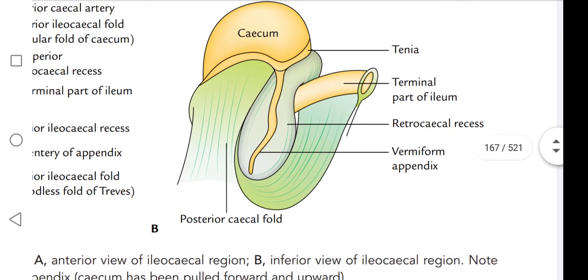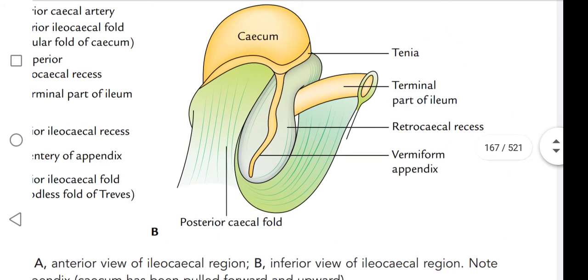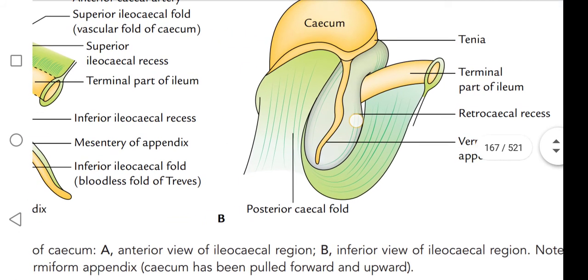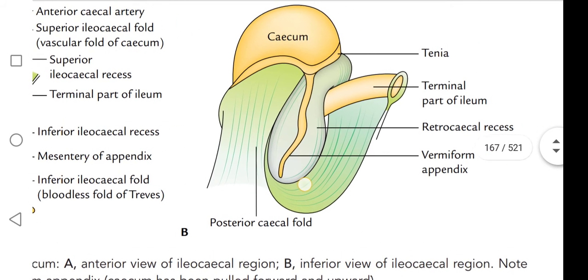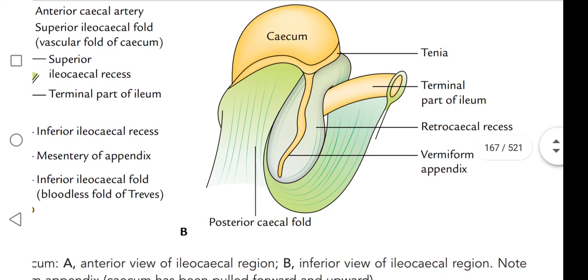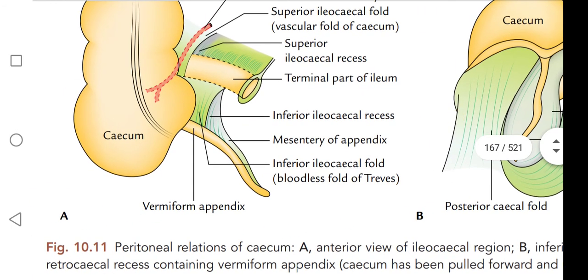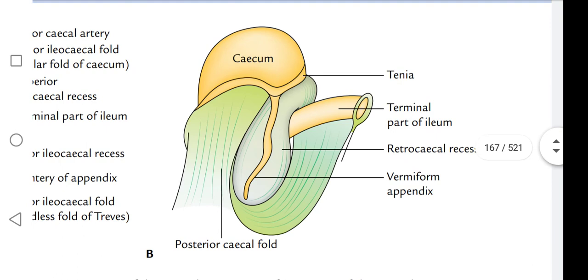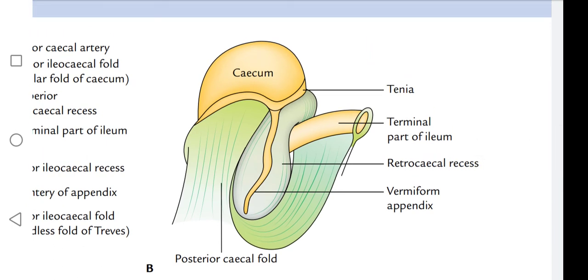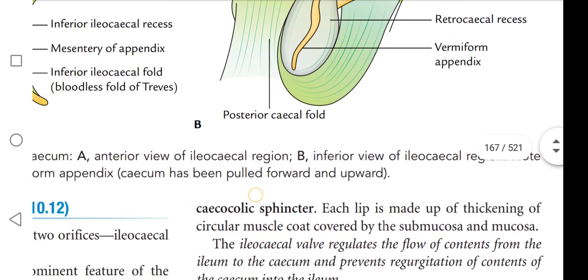In the posterior, this is the posterior cecal fold. It forms the right boundary to the ileocecal recess. Which one? Posterior cecal fold. And this is the retrocecal recess. This is the terminal part of the ileum. This is the cecum. This one is the taenia. We are not getting into this. And this is the vermiform appendix.